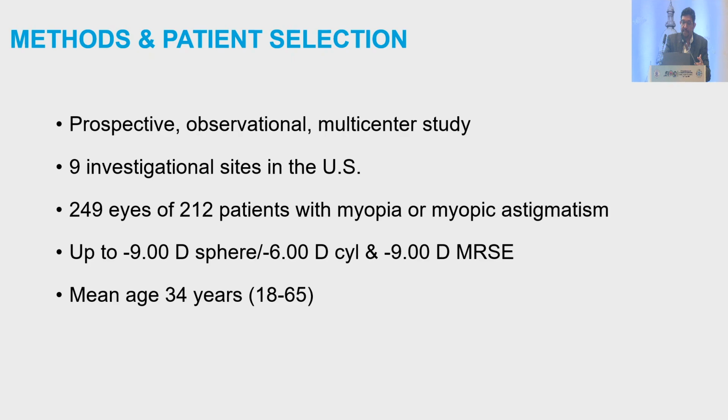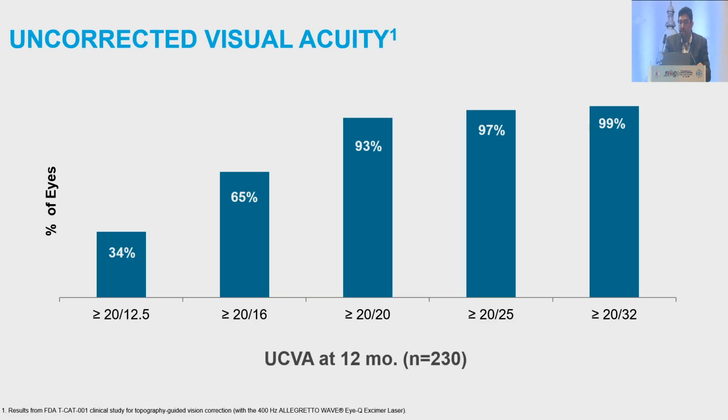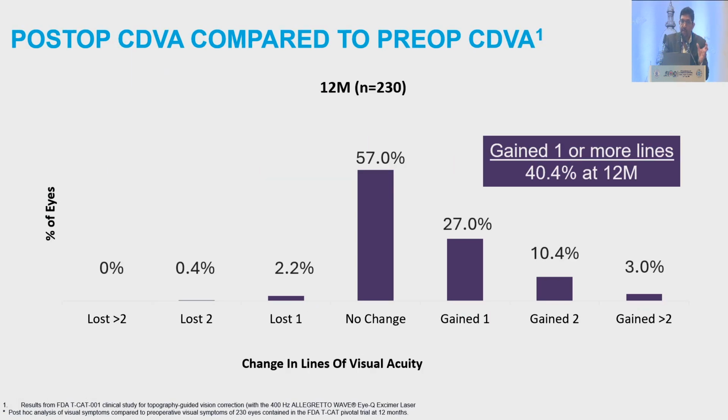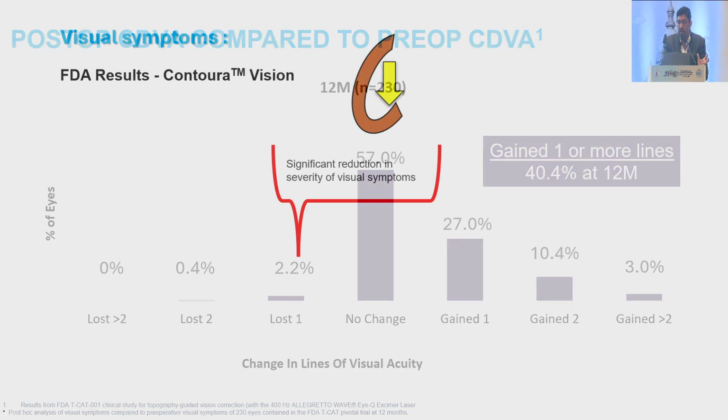So this FDA approval, Samresh had already mentioned that about 93% of patients had better than 20/20 vision, and almost about 30% of patients saw better uncorrected visual acuity as compared to their preoperative spectacle corrected visual acuity. And if you're looking at best spectacle corrected visual acuity post-operatively, almost 40% of patients gained one line better.